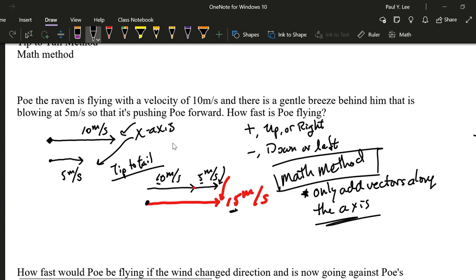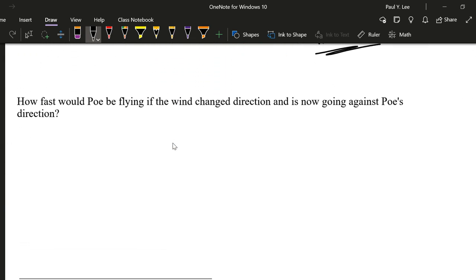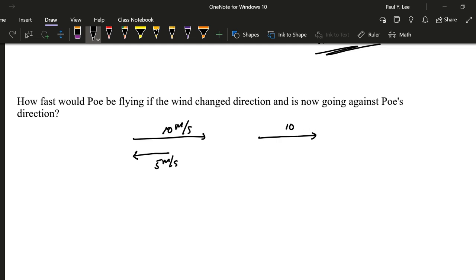Okay, let's try one more. How fast would Poe be flying if the wind changes direction and is now going against Poe's direction? So let's do the same thing, the tip to tail method. We have 10 meters per second here, and we have 5 meters per second here. Just so you know, I'm not doing the tip to tail method right now, I'm just setting up the problem. If I were to do the tip to tail method, I'm going to draw the 10 meters per second first, and where that arrow ends, my next arrow will begin. We have the 5 meters per second.